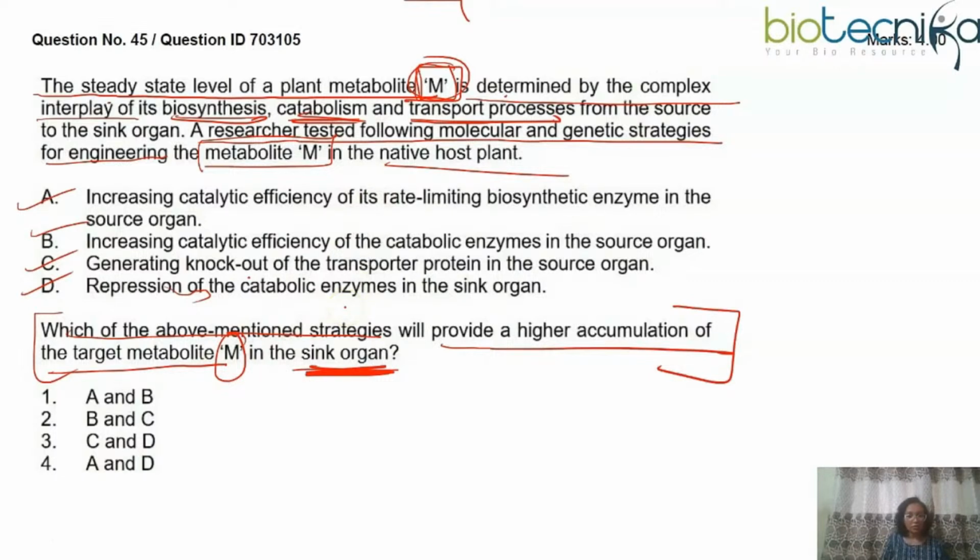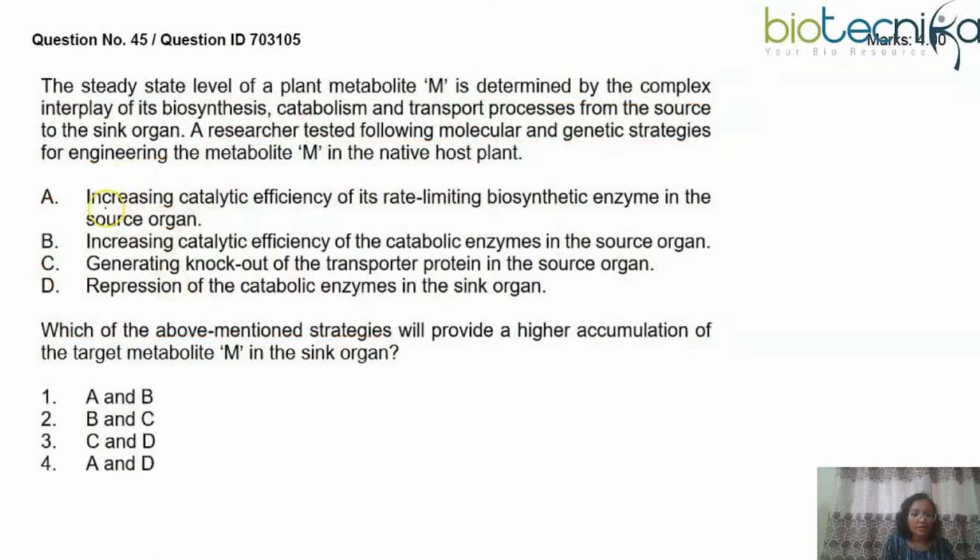You understand what source and sink are, right? We discussed that earlier. So which of them will give a higher accumulation of the metabolite in the sink? So let's look at the sentences one by one. The first one is increasing the catalytic efficiency of its rate limiting biosynthetic enzyme in the source organ. Now read the sentence carefully. Increasing catalytic efficiency of what? Rate limiting enzyme, rate limiting biosynthetic enzyme.